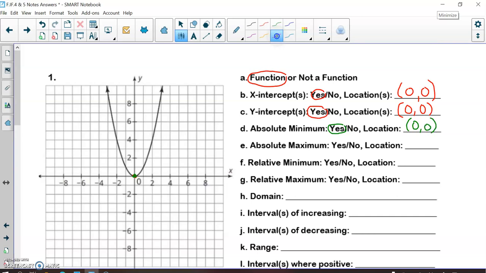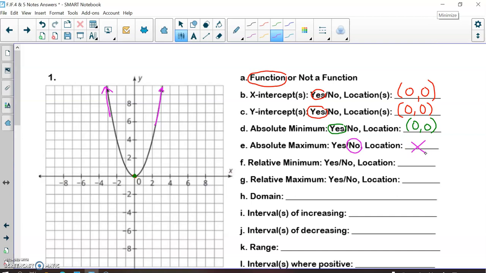Absolute maximum. Now, we do not have an absolute maximum because this graph continues to go up and up and up forever and ever and ever. So I'm going to select no. There is no absolute maximum, and I'm not going to write anything on the line here. You can leave it blank or you can cross it off.